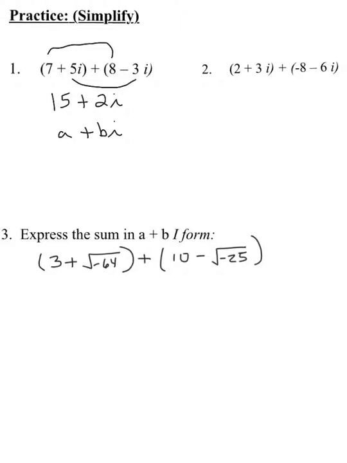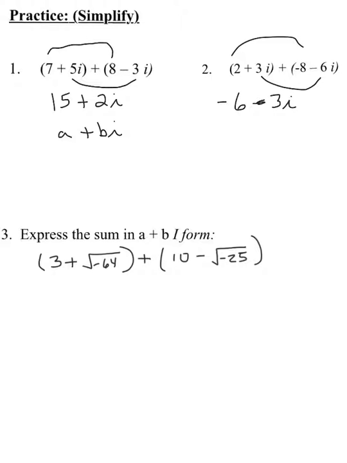I go to number 2, pretty straightforward as well. 2 and a minus 8, that's a minus 6. And 3i and a minus 6i is a minus 3i. Can't do anything else. It is also in the correct form.